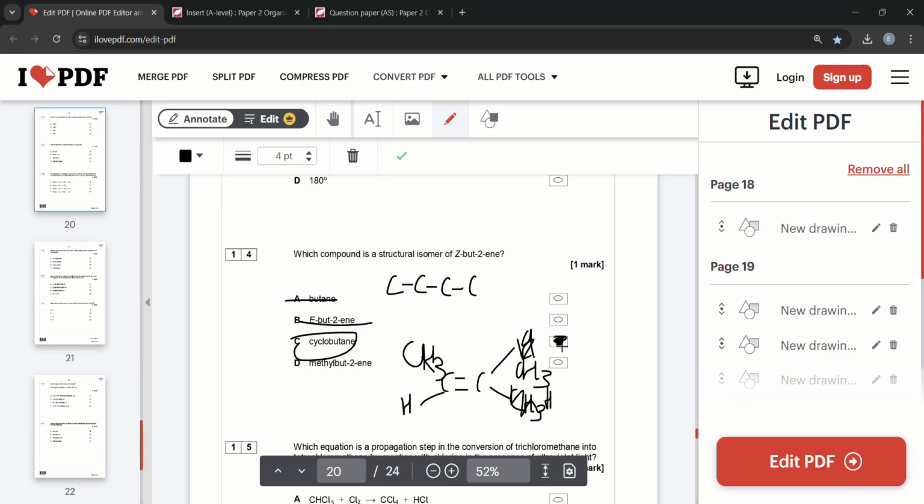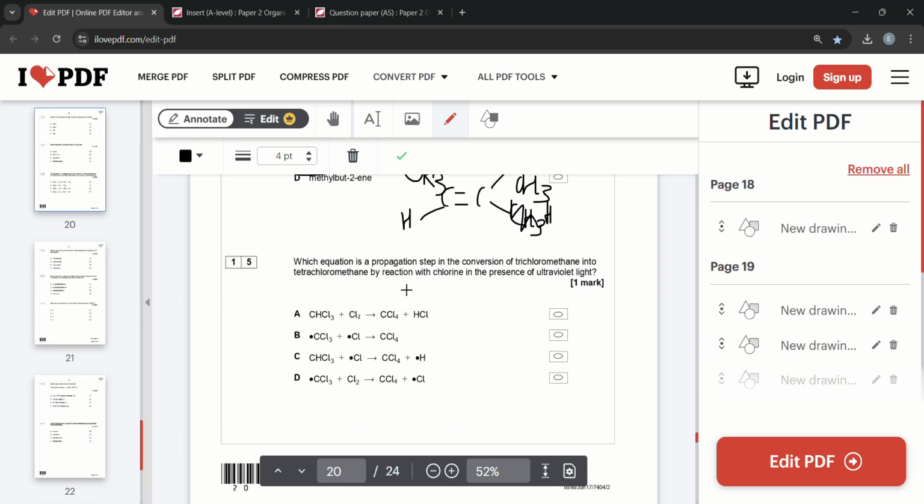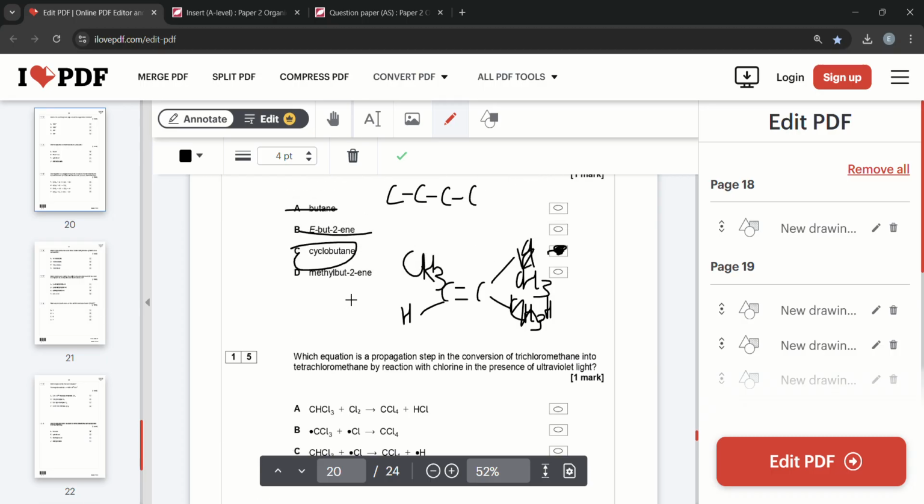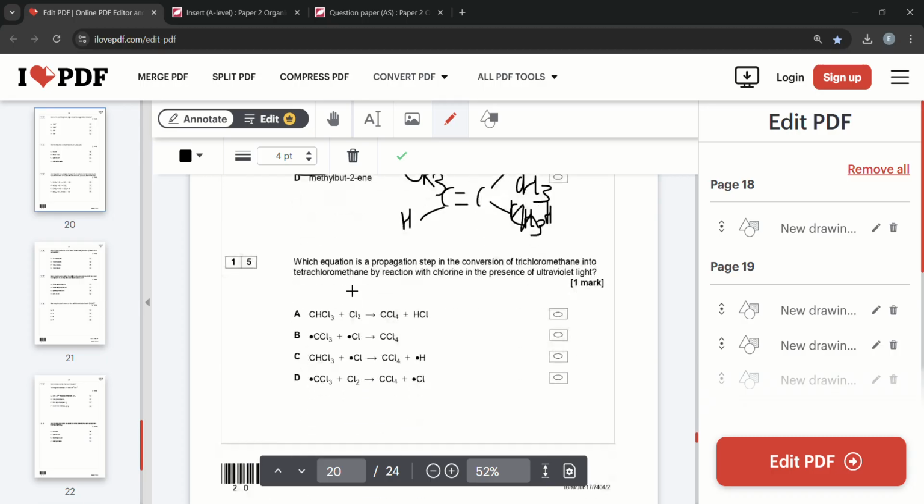My answer. Which occurs in a propagation step in the conversion of trichloromethane into tetrachloromethane by reaction with chlorine in the presence of ultraviolet light? With a propagation step, it definitely can't be A, because there's no free radical. It definitely can't be B, because that's a termination step. And it definitely can't be C, because we would never form a hydrogen free radical in this case. So the answer is D.